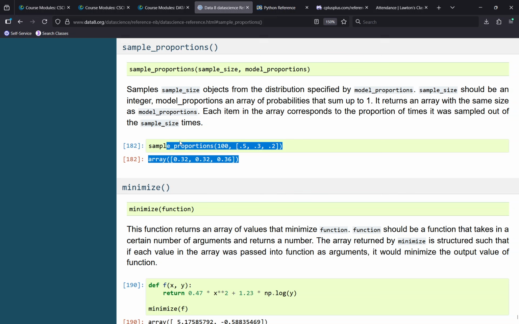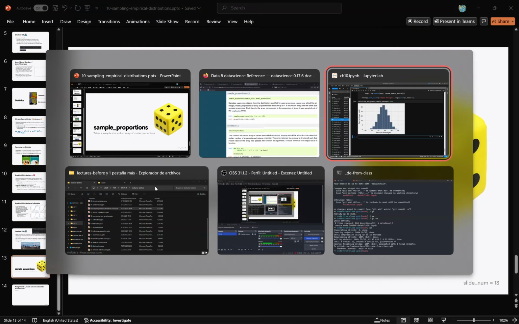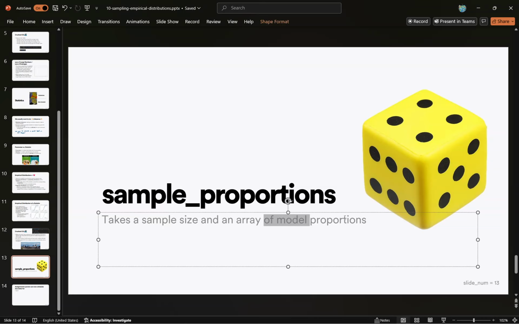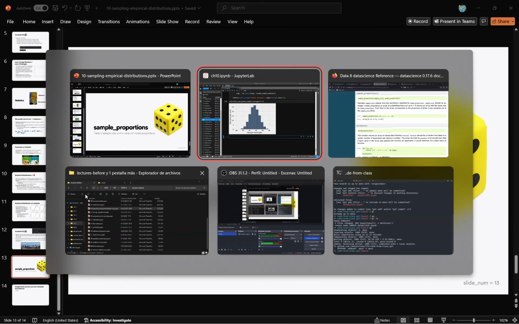So let me kind of show you what that's doing and why it's useful, because it would be a lot more painful to do this manually. So let me show that to you. It takes an array of model proportions and a sample size.